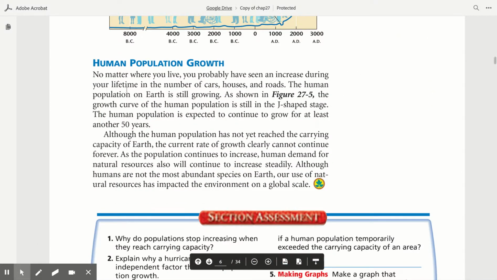Human population growth. No matter where you live, you probably have seen an increase during your lifetime in the number of cars, houses, and roads. The human population on Earth is still growing. As shown in Figure 27.5, the growth curve of the human population is still in the J-shaped stage. The human population is expected to continue to grow for at least another 50 years. Although the human population has not yet reached the carrying capacity of Earth, the current rate of growth clearly cannot continue forever. As the population continues to increase, human demand for natural resources also will continue to increase steadily. Although humans are not the most abundant species on Earth, our use of natural resources has impacted the environment on a global scale.